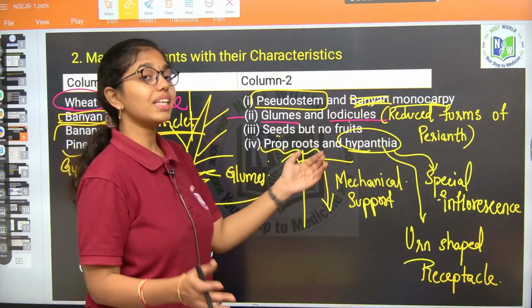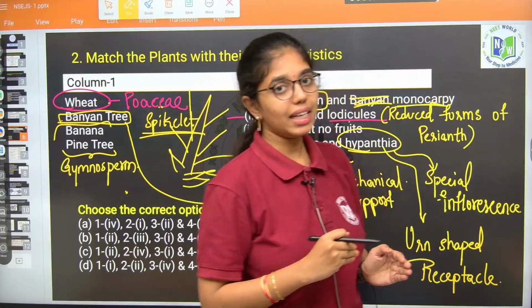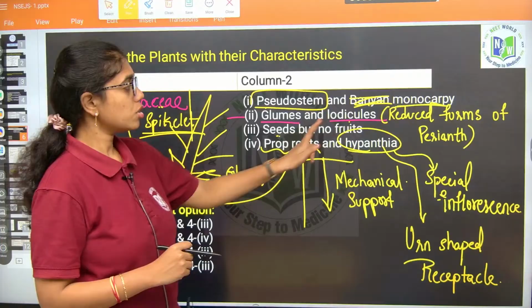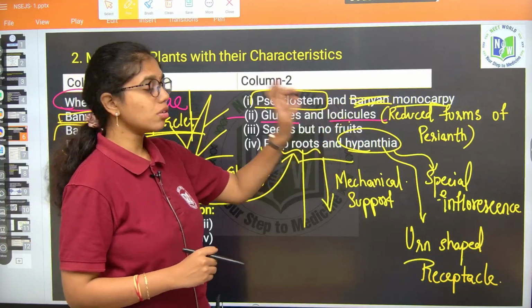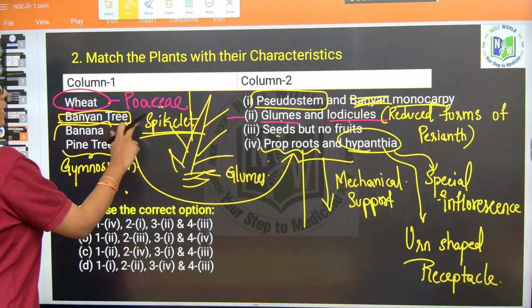Lodicules are nothing but the reduced form of perianth which you see in the Liliaceae members. So, the reduced form of perianth is called lodicules. These glumes and lodicules are the characteristic features of Poaceae members. Remember that.